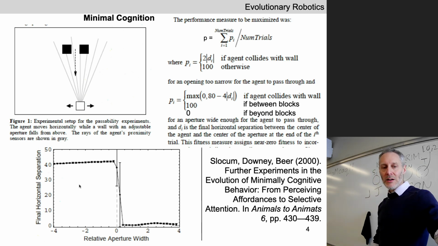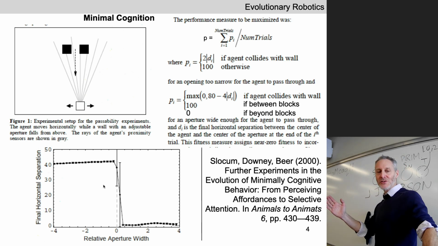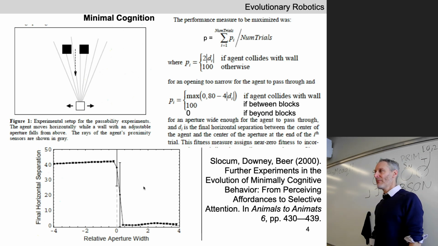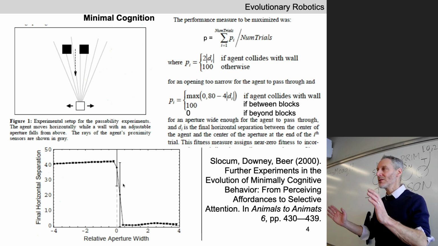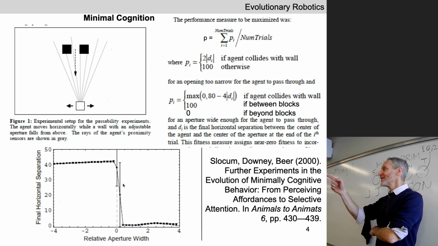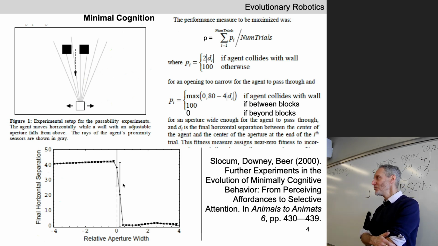So this graph is not perfectly symmetric. What does that mean? The tricky part here is obviously in the center, when the gap is almost the same width as the robot. It seems like it likes to run away a little bit more. Kind of a smart thing to do.